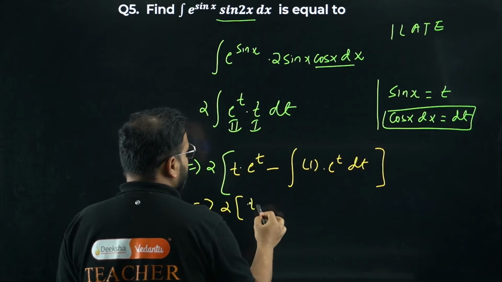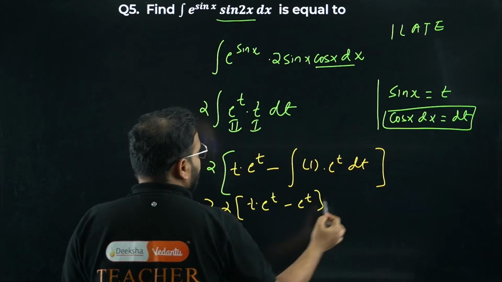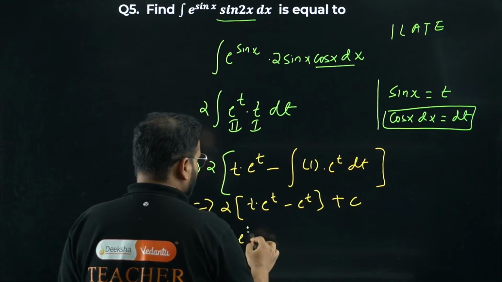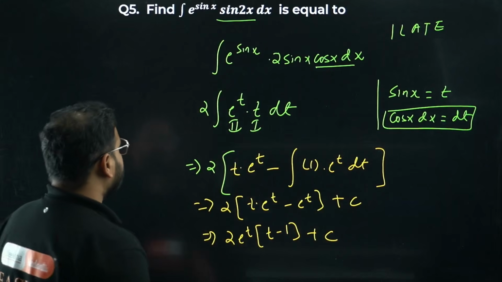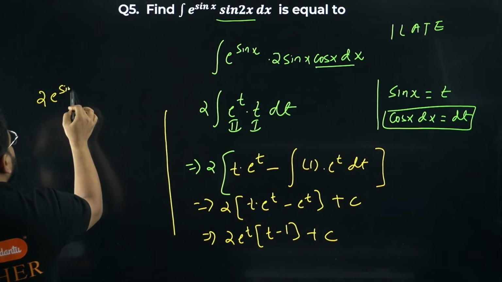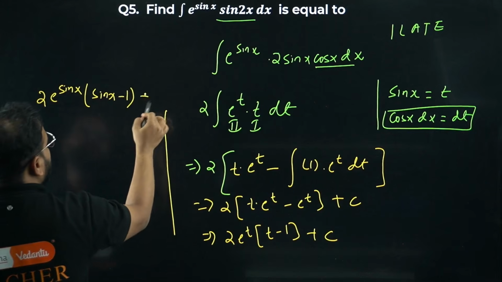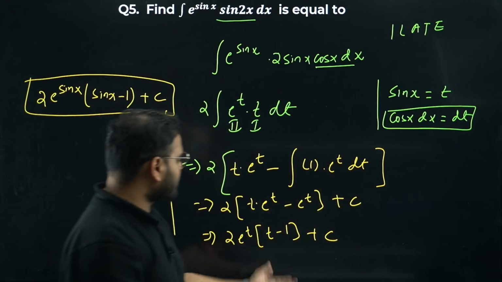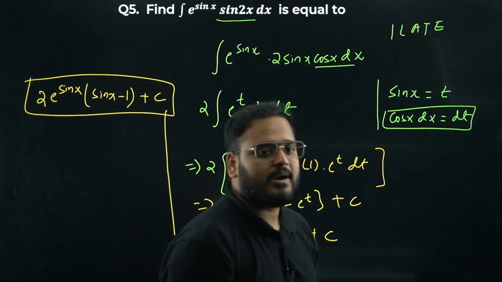2 times t e power t minus e power t. Again there will be a plus c for the constant of integration. Take 2 e power t common, you'll have t minus 1 plus c. The answer is 2 times e power sin x, bracket sin x minus 1, plus c. This is your final answer. Please check. Integration by parts.